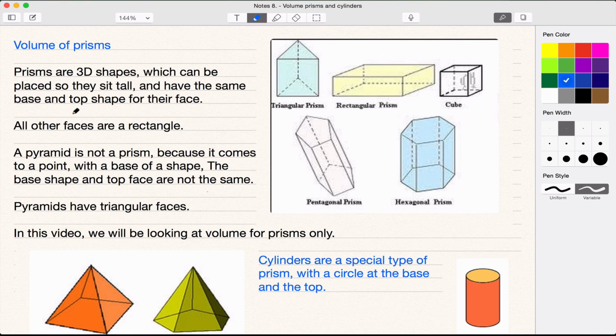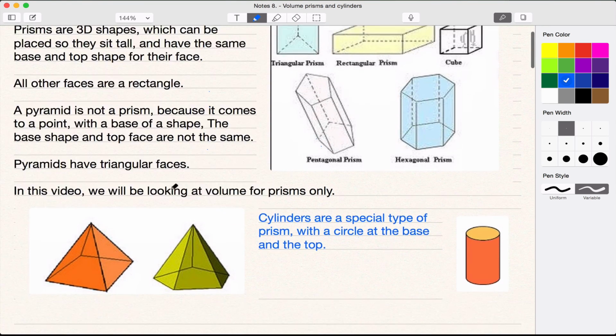We also find with prisms that all the other faces are rectangles. So if you look here, we've got the base and the top are the triangle, which gives it the name, and all the other faces, this front facing side is a rectangle, and the other two sides are a rectangle as well. All the sides on a rectangular prism are a rectangle, but looking at this one here, you can see rectangles for each side, and this one has rectangles for each side. That's how you can tell if something is a prism.